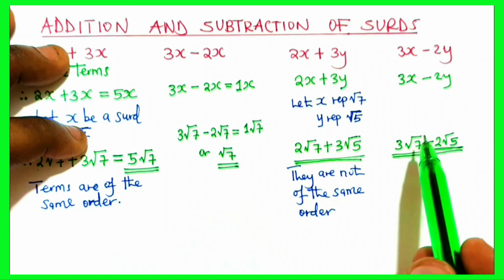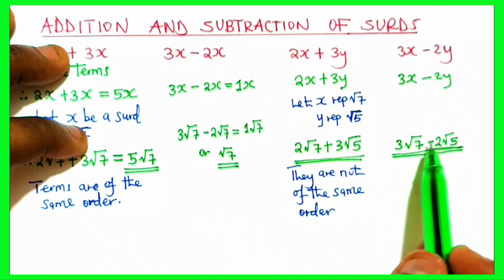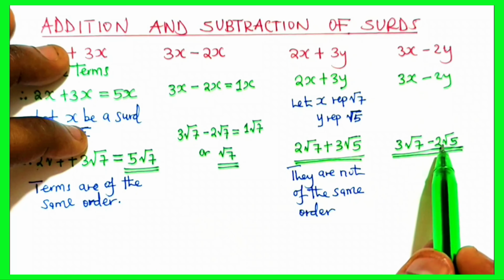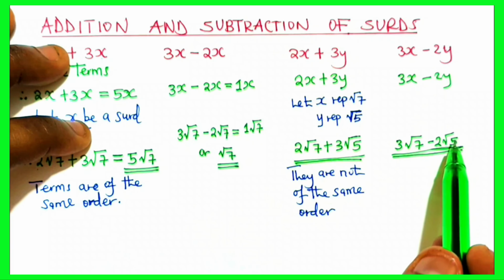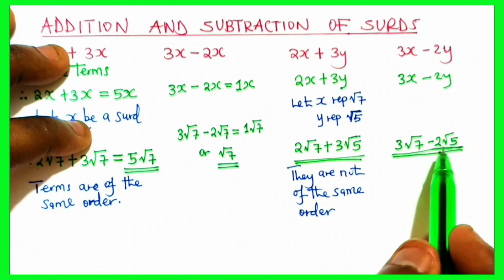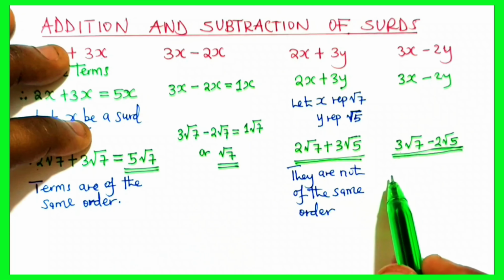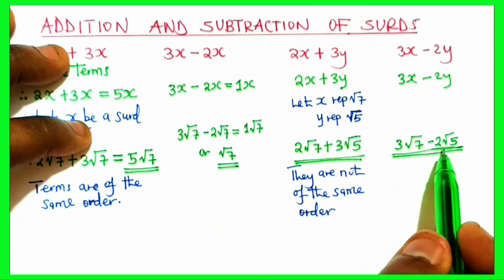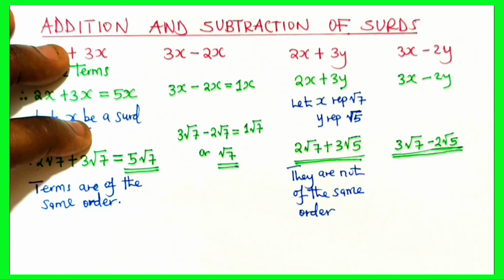In equal measure, when we are considering surds, and we've got 3 root 7 to subtract 2 root 5 here, we'll be in a position to say that these two terms involving surds are not of the same order, and therefore the expression will remain the way it is.